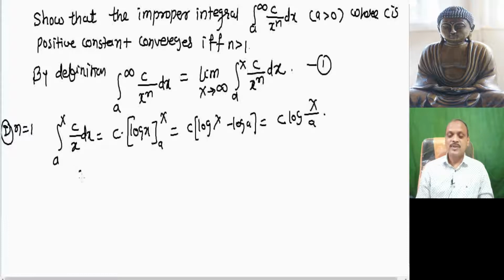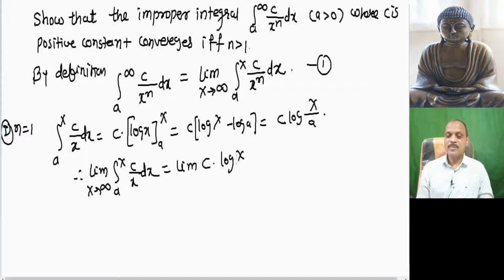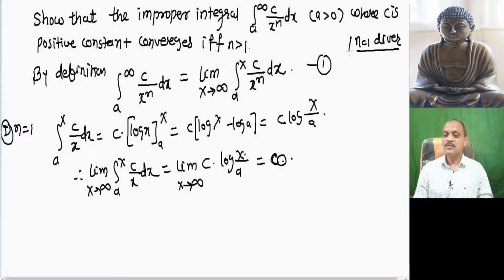If we take the limit of this, the limit of the integral from a to X of c divided by x dx as X tends to infinity is equal to the limit of c into log of capital X divided by a as X tends to infinity. As X tends to infinity, log also tends to infinity, so this is an infinite limit. So it gives us that the integral diverges for n is equal to 1. We write here it diverges for n is equal to 1.